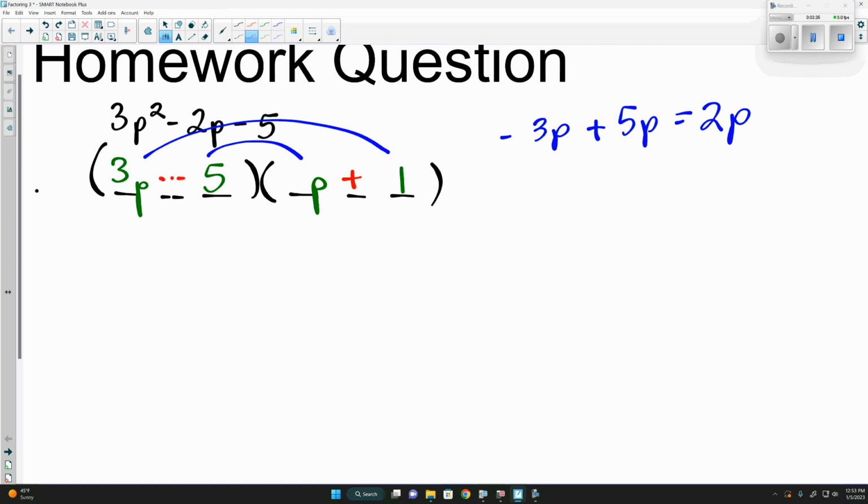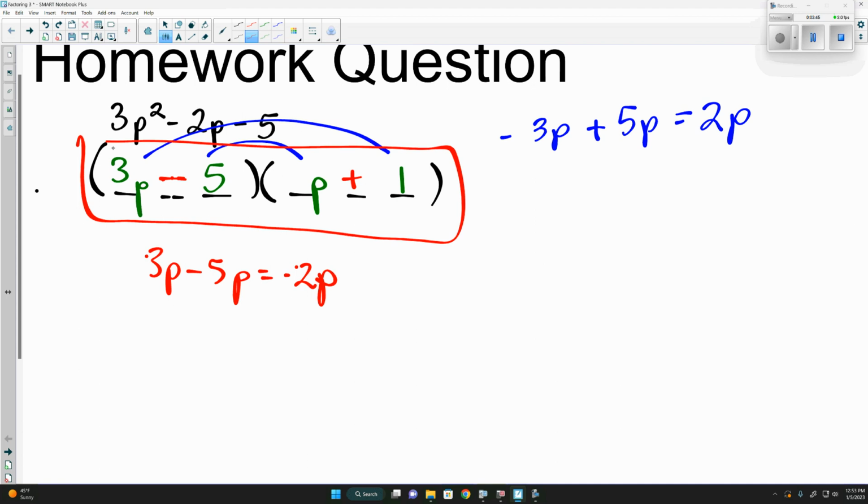So we need to switch the signs, and this time we would have positive 3p minus 5p, which is negative 2p that we wanted. So that would be the correct answer: 3p minus 5 times p plus 1. If we have the correct number but wrong sign, we want to flip the signs.